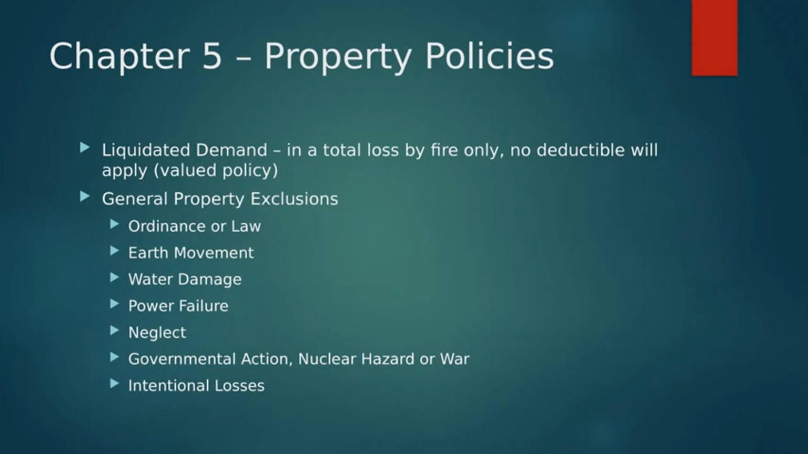Governmental action is going to be excluded. This is referring to either the destruction, confiscation, or seizure of property by order of the government. The one thing that will always be covered in this case would be a fire. Nuclear hazards are too large of an exposure, as are wars, insurrections, rebellions, and revolutions. Damages due to those causes will be excluded from personal property policies, as well as commercial property policies. And of course, intentional losses.